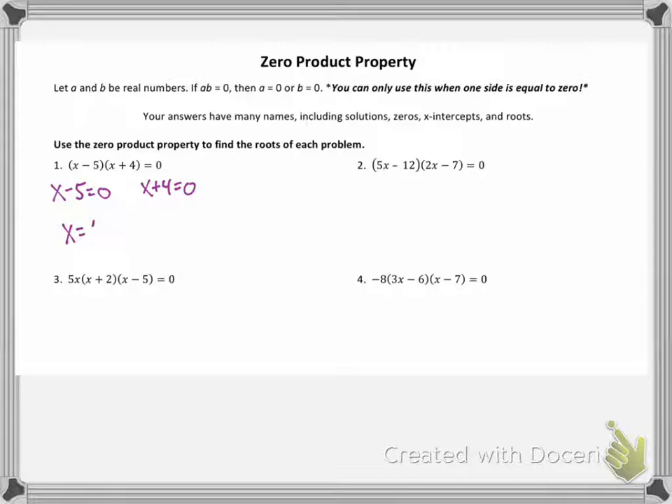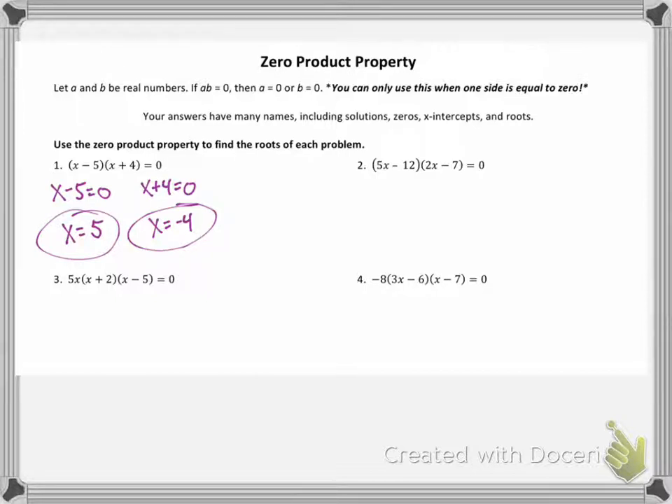So I'd add 5. The first one would be x equals 5. The second one, x equals negative 4. These two values are my solutions for x because I can plug either one of those in. So let's say I plug in 5. 5 minus 5 is 0. 0 times 5 plus 4, which is 9. 0 times 9 is 0. That checks out. If I plug in a negative 4, negative 4 minus 5 is negative 9. Negative 4 plus 4 is 0. Negative 9 times 0 gets me 0. Those two x values work. Those two things will be my solutions.